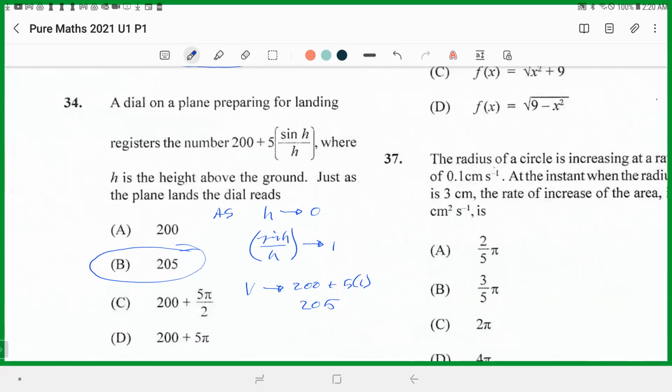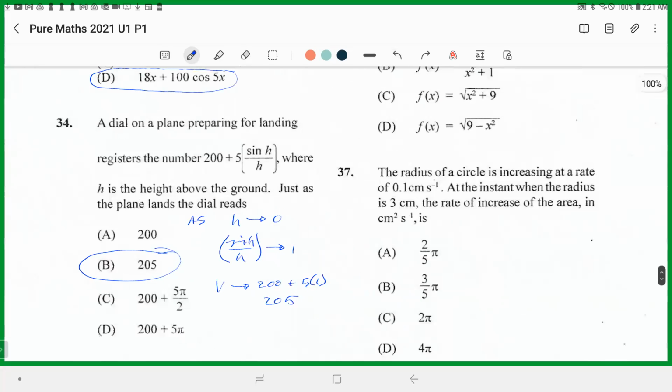That's it. This always tends to 1 as h tends to 0. And just as it lands, the height is tending to 0. Just as it lands, the height, h, above the ground will tend to 0. And so this formula will tend to 1. That is the question.